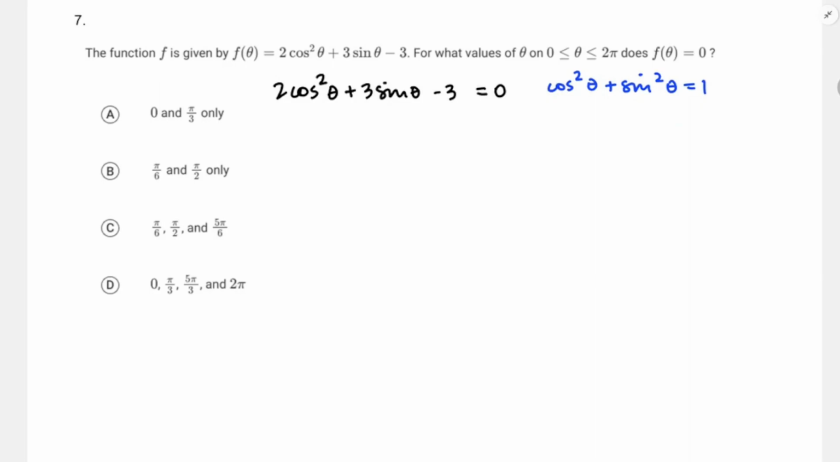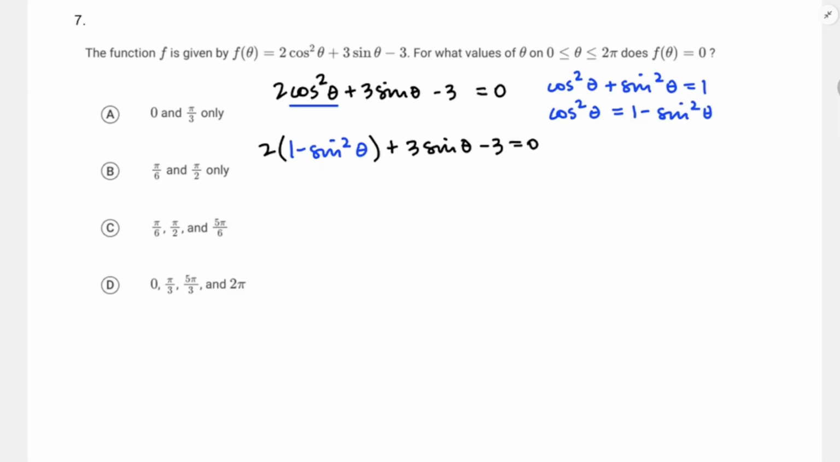What I know for sure is that cosine squared theta plus sine squared theta equals 1 for every theta. So I'm going to try to get rid of this cosine squared theta and write it entirely in terms of sine, and maybe I'll be able to factor. Okay, but you've seen me do this before. This is going to be 1 minus sine squared theta. We're going to make that substitution: 1 minus sine squared theta. It's getting doubled. We're going to add 3 sine theta and then subtract 3, and that will equal 0.